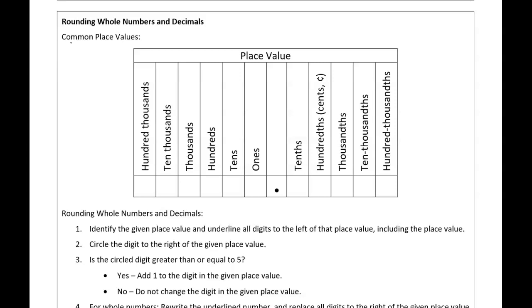Now this is by no means all of our place values. We can add more decimals to the right-hand side and more values to the left-hand side as well. It's just a short snippet of the more common place values that we're asked to round to. Looking at our decimal, the values to the right-hand side are going to be filled with decimal places, and the values to the left are going to be our whole numbers.